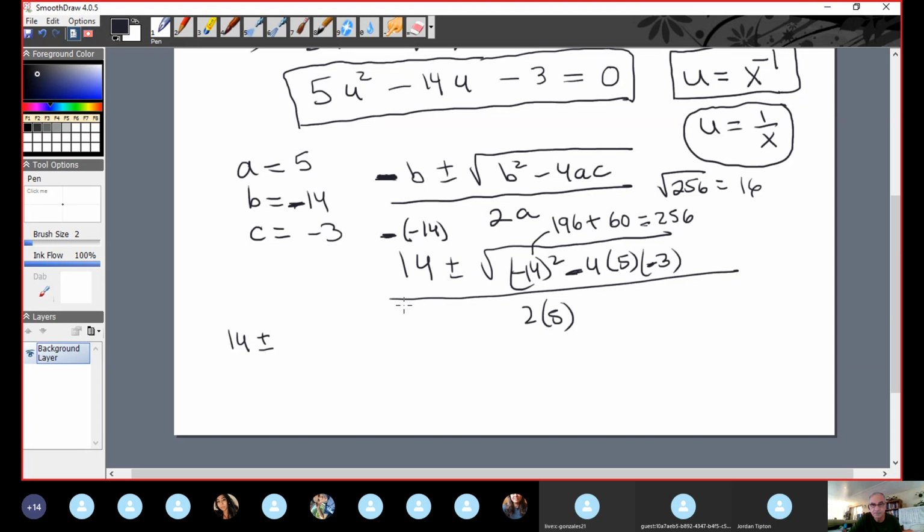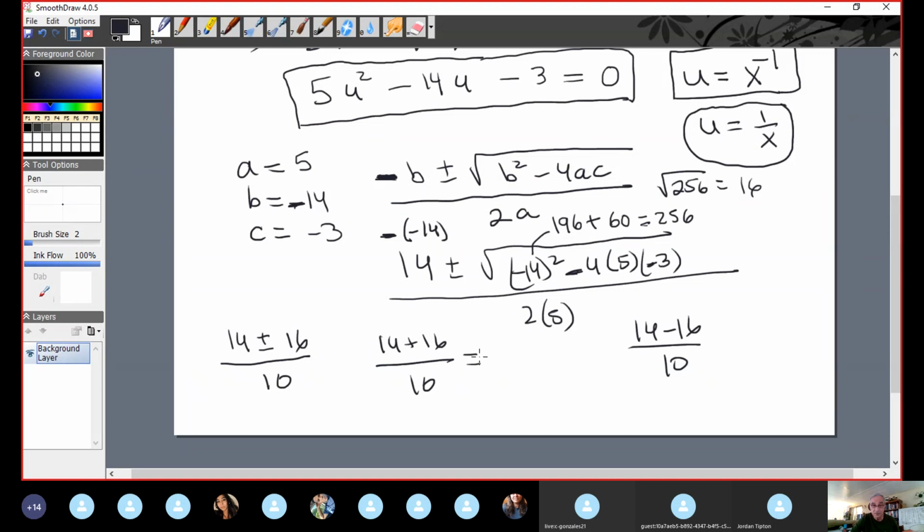Okay? Okay. So it says 16 divided by 10. 16 was the answer for the radical part, and 2 times 5 is 10. Okay, I separate: 14 plus 16 divided by 10, and 14 minus 16 divided by 10. Entonces you compute that separately.